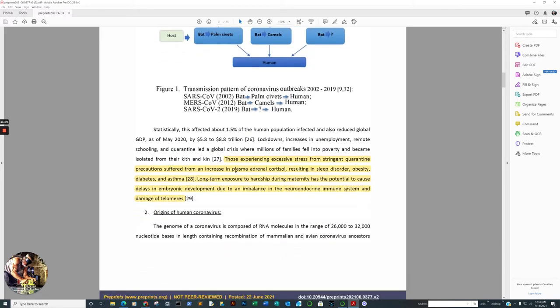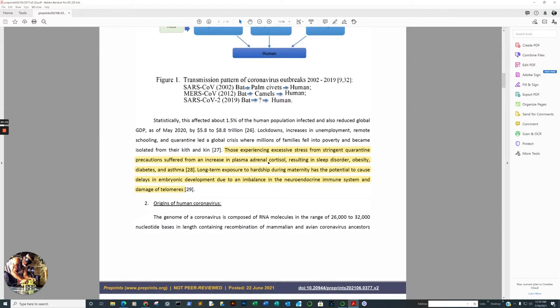But, you know, they were trying to overcome, for example, the long-term exposure to hardship during maternity that caused delays in embryonic development. This is all due to the lockdown, due to imbalances in the neuroendocrine immune system and damage to telomeres. So again, they're trying to find ways not to have a lockdown. So they want to develop a better vaccine that can be taken by more individuals with less side effects and basically get people out and about, without being isolated and locking down even if you're fully vaccinated. I mean, my gosh, that's odd.